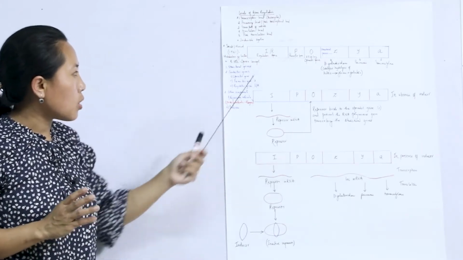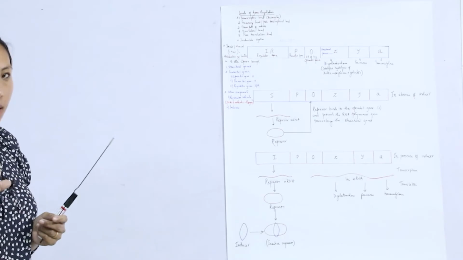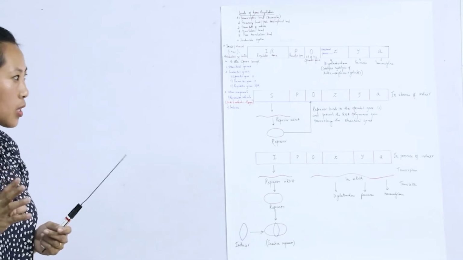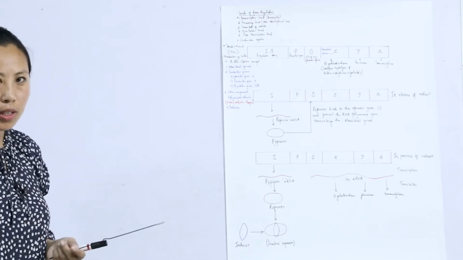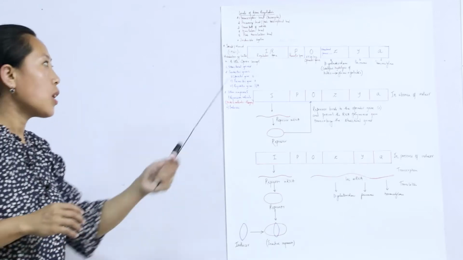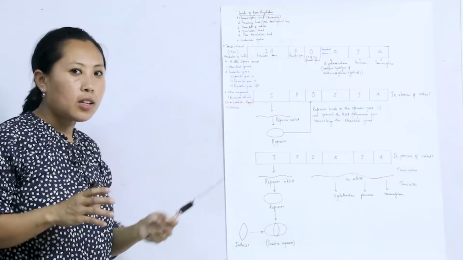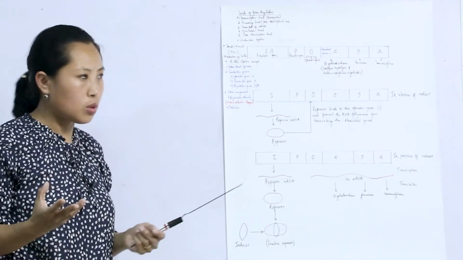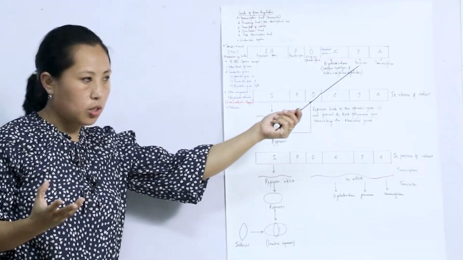And this promoter gene is the site, as we have been discussing, where RNA polymerase goes and binds, and then it starts its voyage there and initiates the process of transcription of these structural genes.